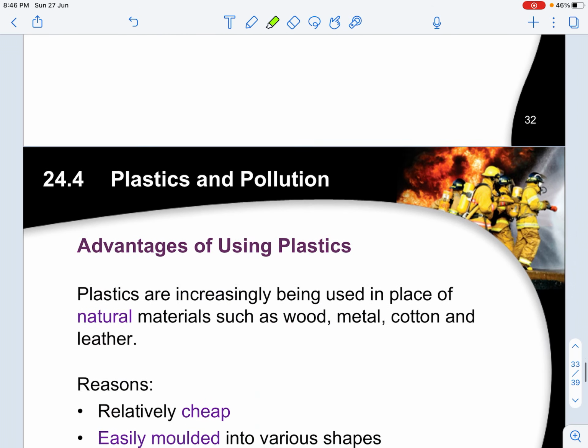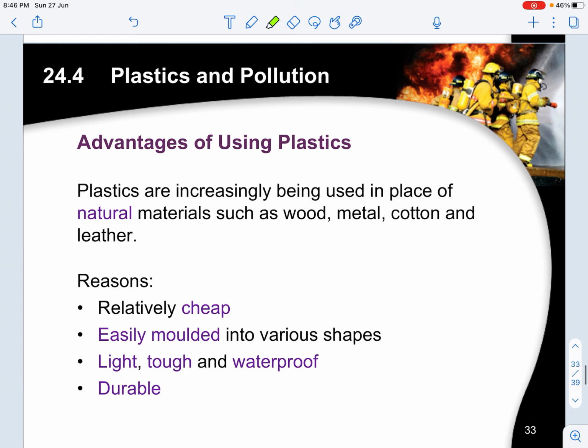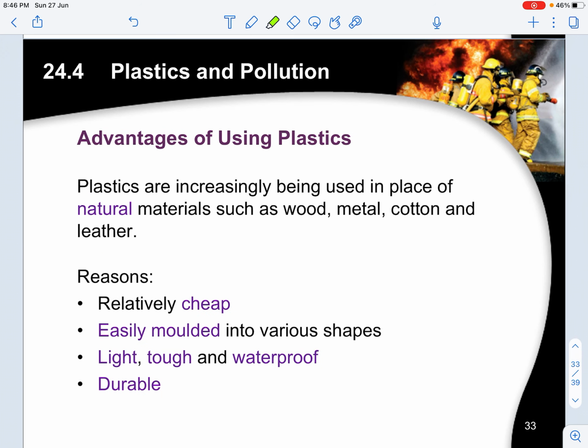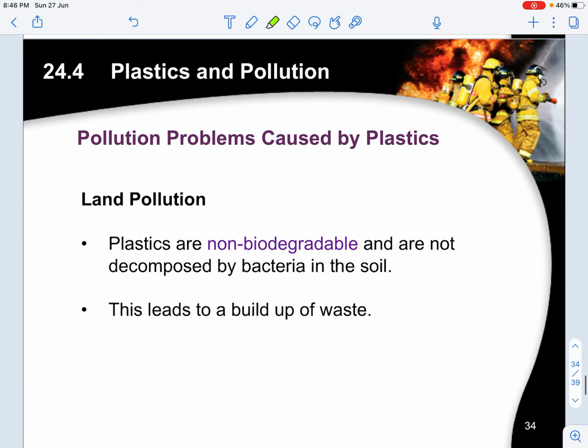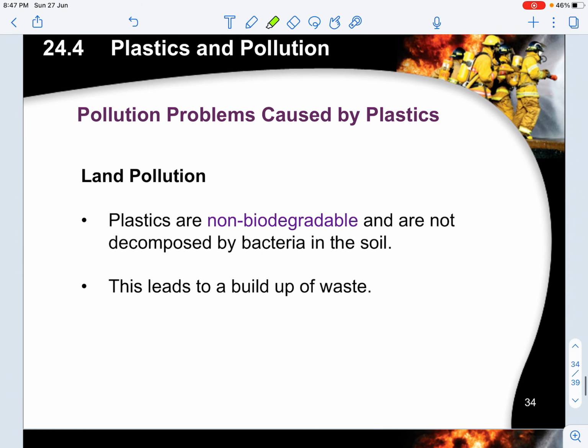Then finally, because we are always making plastic, there is always the inevitable pollution. First, the advantages of using plastic. Plastics are increasingly being used in place of natural materials such as wood, metal, cotton and leather. Why do we want to use plastic? It's because they are relatively cheap, and you can easily mold them into different shapes, very flexible. They are also light, tough, waterproof and durable. The only bad thing about this is that they are non-biodegradable.